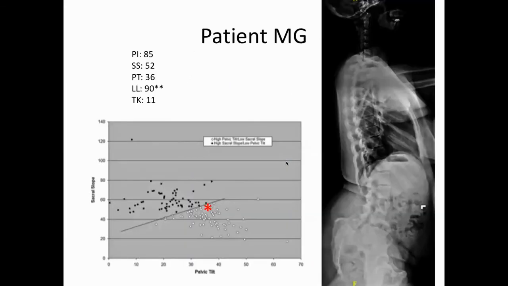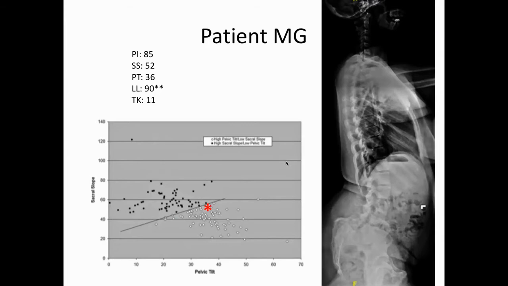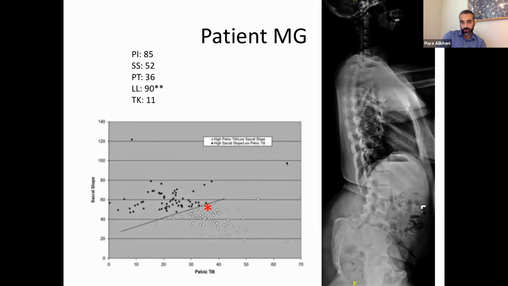So if you look at my patient, her pelvic incidence is 85, her sacral slope is 52, her lumbar lordosis is 90, but her pelvic tilt is 36, so she is retroverting her pelvis. So I went back and forth, and I talked to a lot of my senior colleagues around the country, and some people were saying just go ahead and fuse her in situ. Some people were saying no, try to reduce her. And I think at the end of the day, I needed to reduce her a little bit to make sure she does not develop adjacent level failure and PJK.